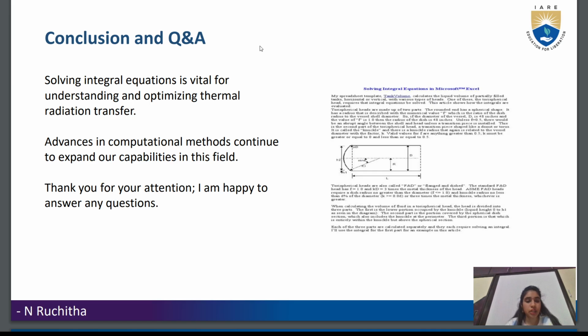Conclusion. Solving integral equations is vital for understanding and optimizing thermal radiation transfer. Advances in computational methods continue to expand our capabilities in this field.